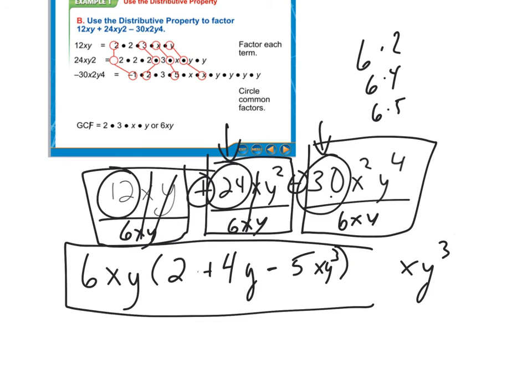This is my answer. You'll notice that there's no letters in common in all of them. There's a y here and a y here, but there's no y here. And there's no x in either of these. And then this guy has an x, but these two don't. And 2 will go into 4, but 2 or 4 don't go into 5. So this is factored completely. So this is our answer.